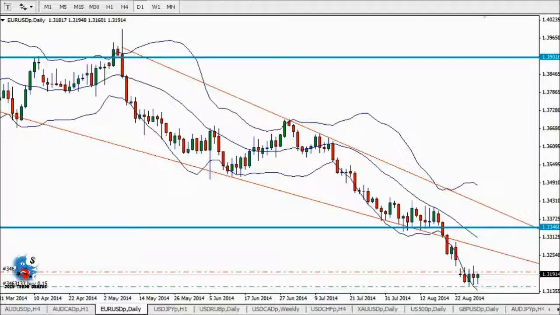So that's it for the euro dollar, guys. You can see the ranges there quite clearly, and obviously a lot of pressure has been sold off on that pair over the last weeks. It sort of needs a bit of a pullback, we feel, before it resumes its bearish trend.